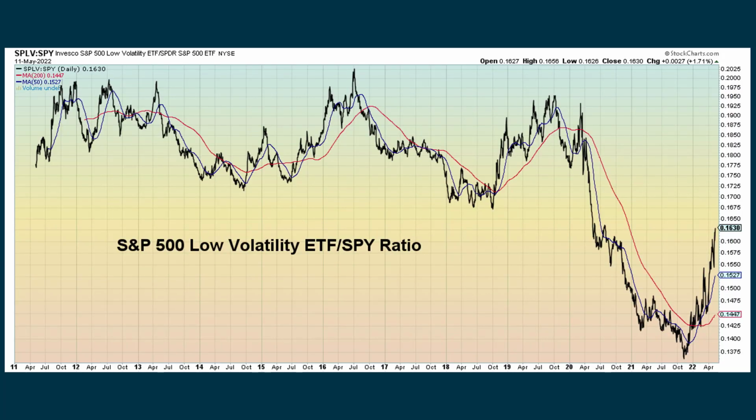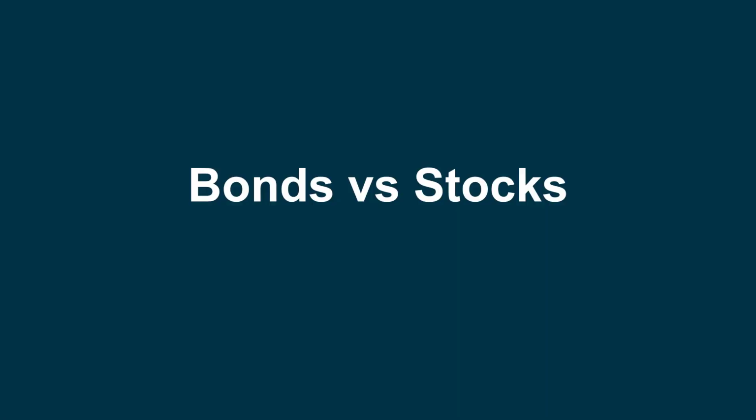Well, here's a ratio between the low volatility stocks and the S&P ratio itself. And it just shows for most of the time, the low volatility stocks have really underperformed. Well, into 2022, the low volatility stocks have now been outperforming the rest of the S&P.